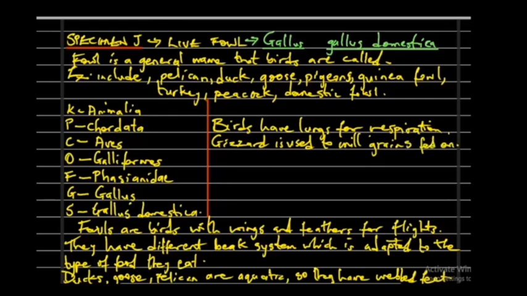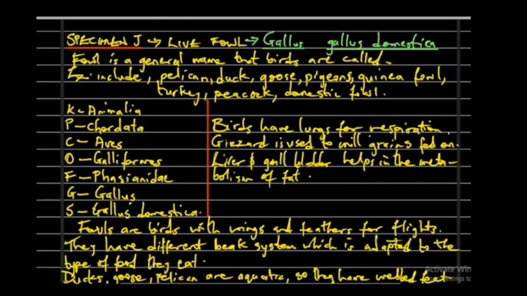The majority of the animals that feed on grains make use of the gizzard to actually mill the food that they eat, so that they can continue their way of life. So the gizzard is a grinding machine, if I may put it that way, that helps them to grind whatever they feed on. Also, they have a liver, and the liver attached to the gallbladder helps in the metabolism of fat. These are some of the things that we'll be looking at talking about the domestic fowl.